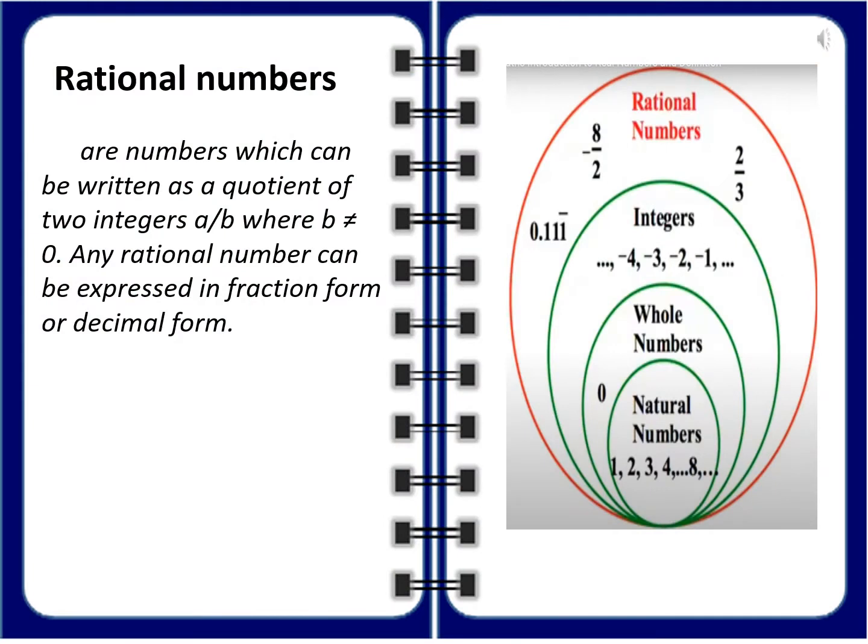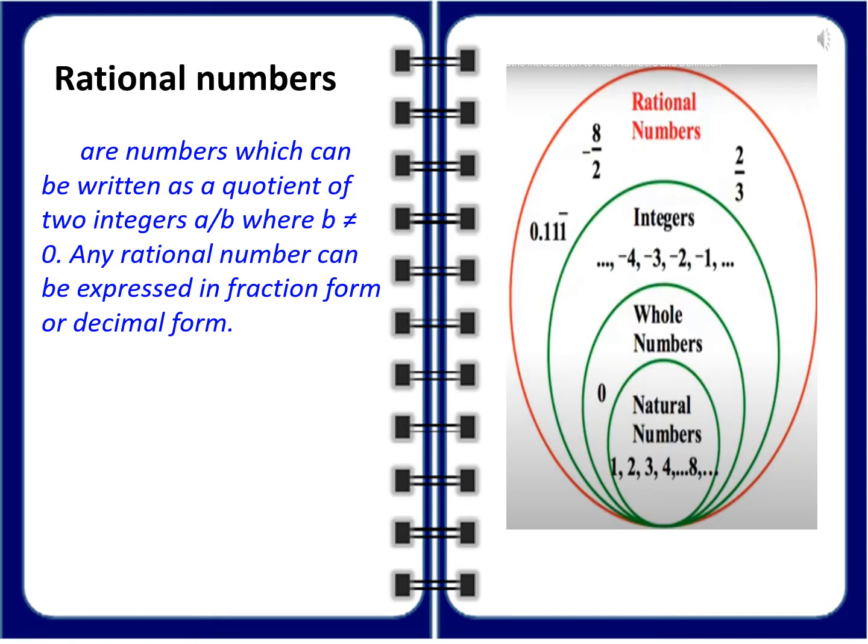To start with our lesson, first we will define what a rational number is. Rational numbers are numbers which can be written as a quotient of two integers a over b, where b is not equal to 0. Any rational number can be expressed in fraction form or decimal form. So let's take a look at the figure below and explain each category.